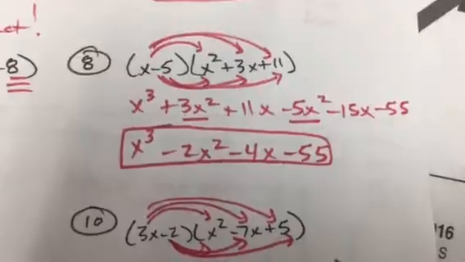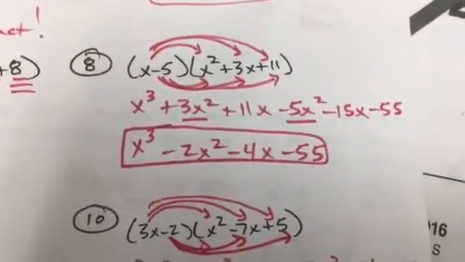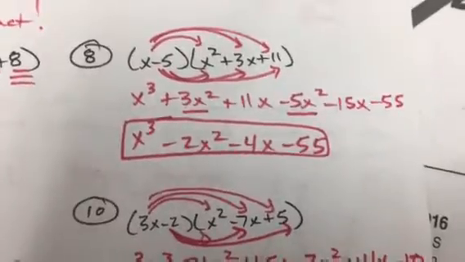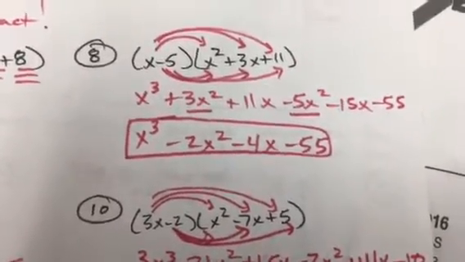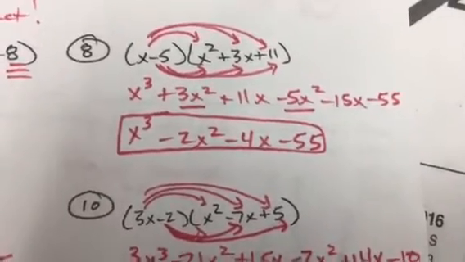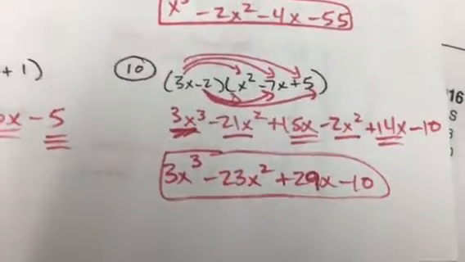Guys, it is on 8s, kind of bombs away with those arrows. You are going to distribute x times x squared, x times 3x, x times 11. Then you do negative 5 times x squared, negative 5 times 3x, negative 5 times 11, and combine like terms to get your answer. Same thing on 10 here.